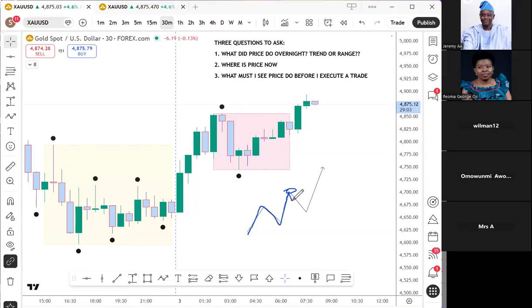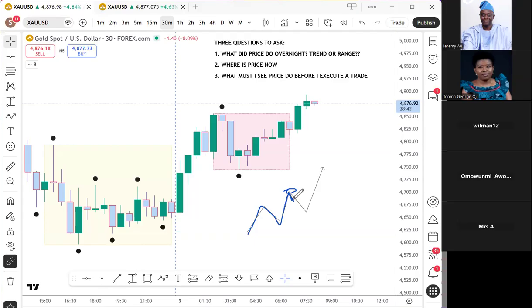Will it always pull back? No, it won't always pull back. But we know one thing for sure, that we will get our setup at some point. So we expect a pullback. If we get a pullback, good. If we don't get a pullback, that's okay, that's fine, because we do not dictate what the market will do, right? So let's assume we get a pullback.